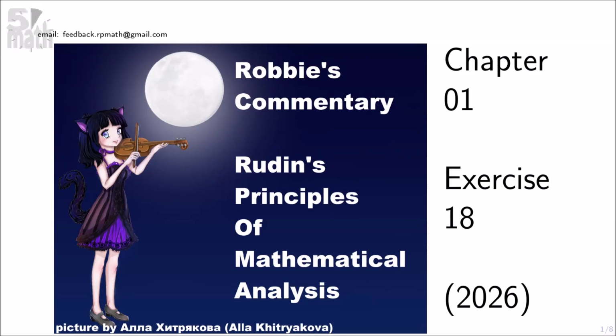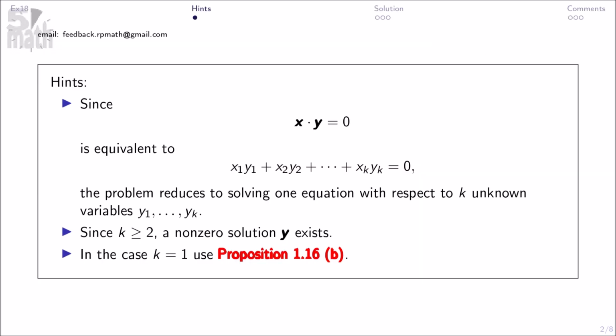Chapter 1, Exercise 18. Hence, since x dot product y equals 0 is equivalent to x1 y1 plus x2 y2 plus and so on plus xk yk equals 0, the problem reduces to solving one equation with respect to k unknown variables y1 and so on yk. Since k greater than or equal to 2, a non-zero solution y exists. In the case k equals 1, use proposition 116b.